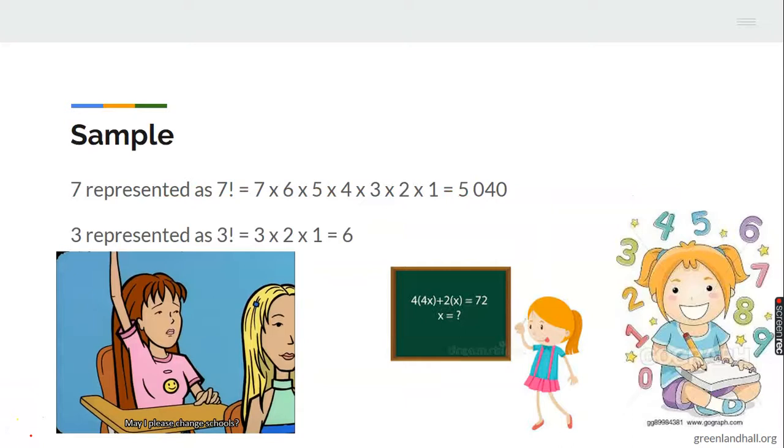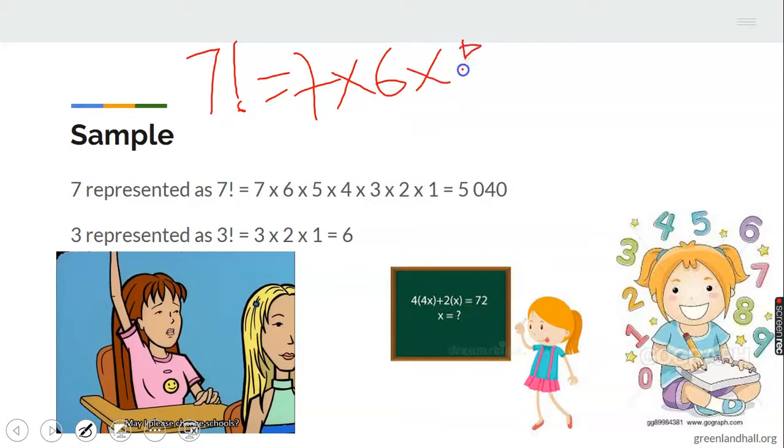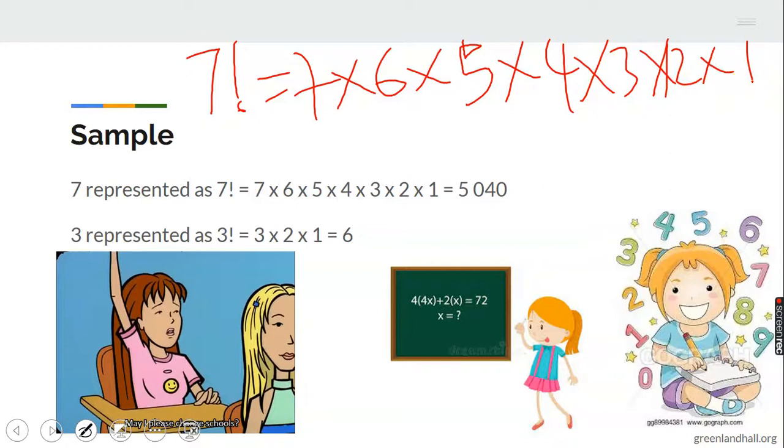So, for example, if you are saying 7 factorial, it will be written that way. Now, the definition told us that it is the product of the numbers that are below 7. So this means 7 times 6 times 5 times 4 times 3 times 2 times 1, because all these numbers are below 7. By the time you multiply them, you should be able to have the answer.